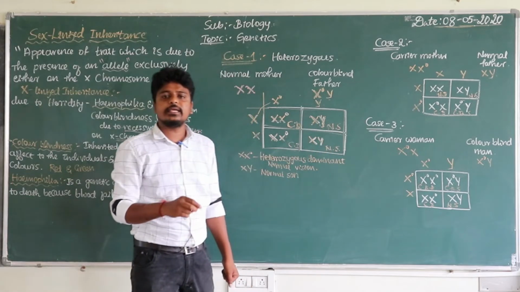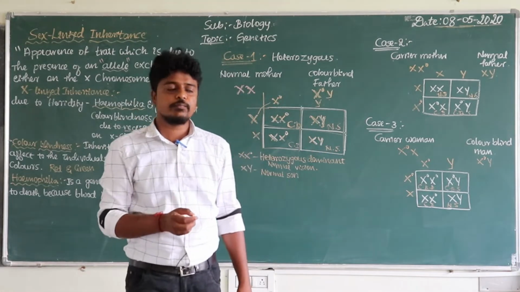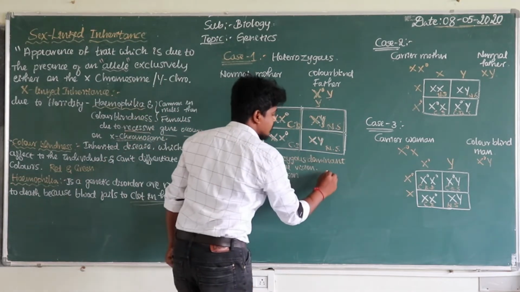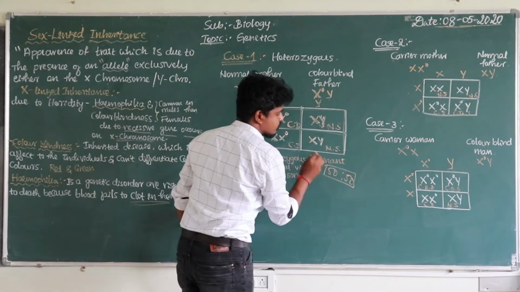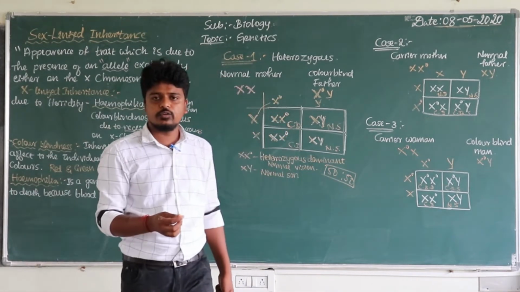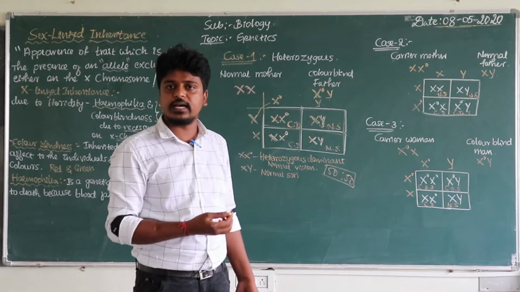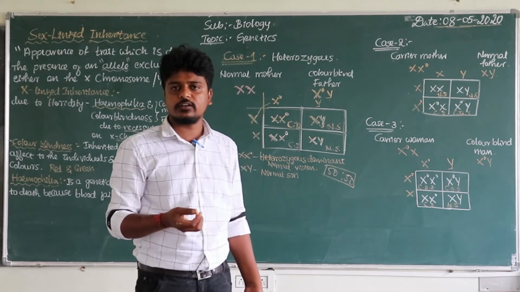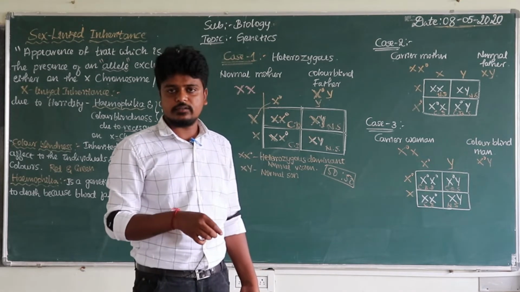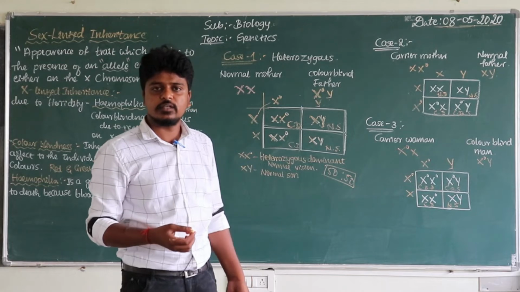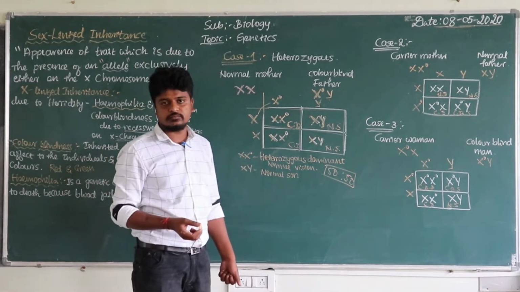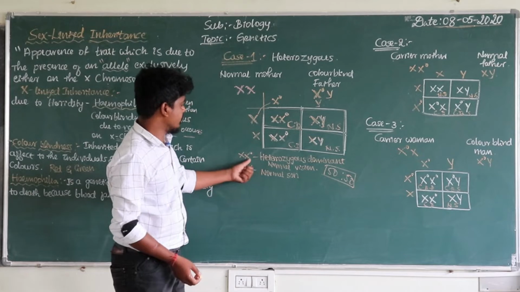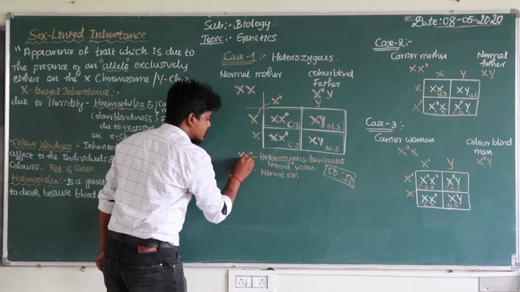So there will be chances in the next generation, there will be chances of like 50-50. The next generation might be suffering from the color blindness or a carrier daughter or no. If not, there will be chances of the normal son or a normal daughter or carrier daughter. Have you understood? So have a look here, X and X.